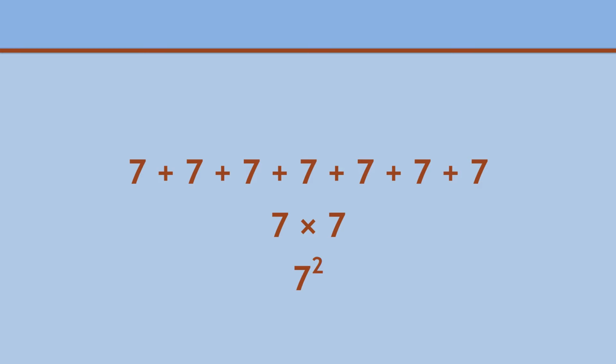Now, the number 7 is what we call the base, okay? And the number 2 is what we call the exponent. So those are two important terms that you remember as we move forward in this lesson.